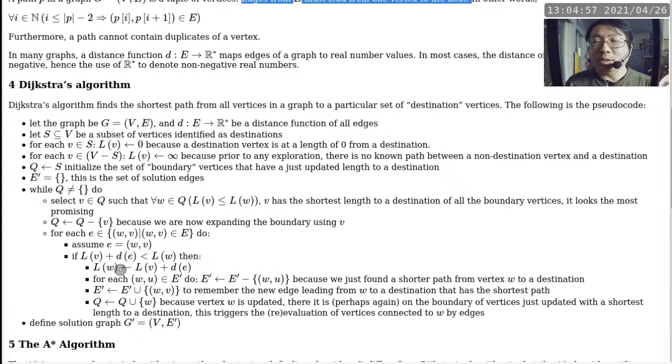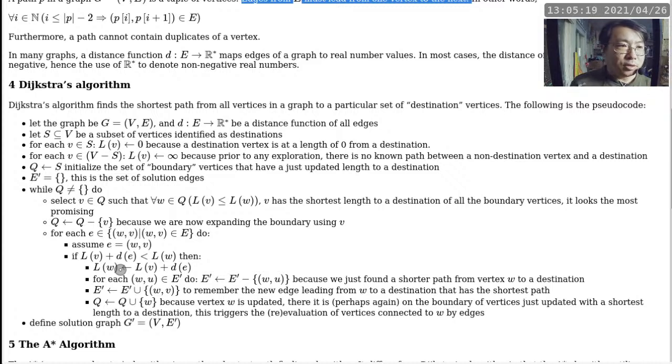Queue is basically tracking vertices that just got a lower L value, so that we can potentially look at all the incoming edges into those vertices and see if that change of the vertex that just got changed lead to changes to other vertices as well.